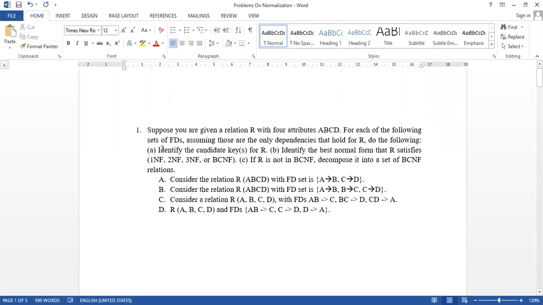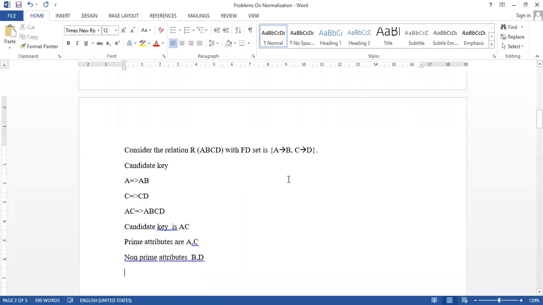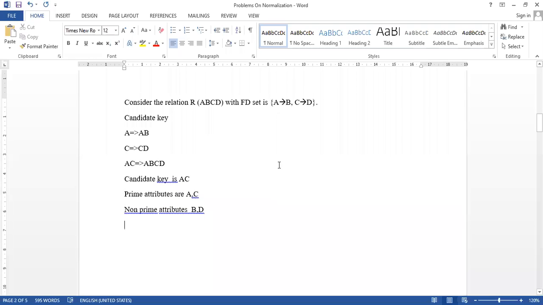So identify the candidate key. Okay, we found it. Now identify the best normal form that R satisfies. We have to check whether the given relation is in first normal form, second normal form, 3NF, or BCNF, right? Now see here, there are no nested relations and no multi-valued attributes, right? So it is in first normal form. Yes. Now we need to check for 2NF.